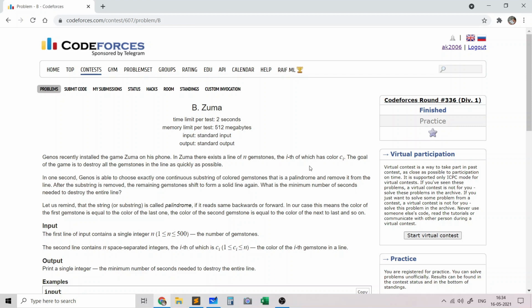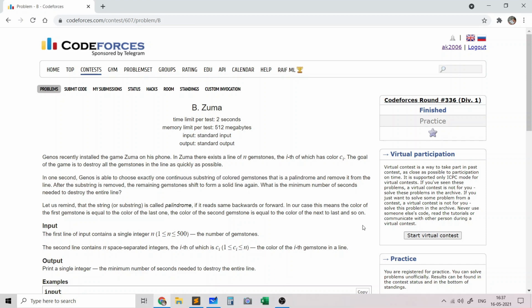And there is a game called Zuma, in which the goal of the game is to destroy all the gemstones as quickly as possible. So in 1 second, the person who is playing the game can choose exactly one contiguous substring of colored gemstones that is a palindrome. So this is the condition on what substring can be chosen. The substring chosen should be a palindrome. And after choosing the palindrome, he can remove it from the line. After the substring is removed from the array, the remaining gemstones will shift to form a solid line again. And we need to find the minimum number of seconds to destroy the entire line.